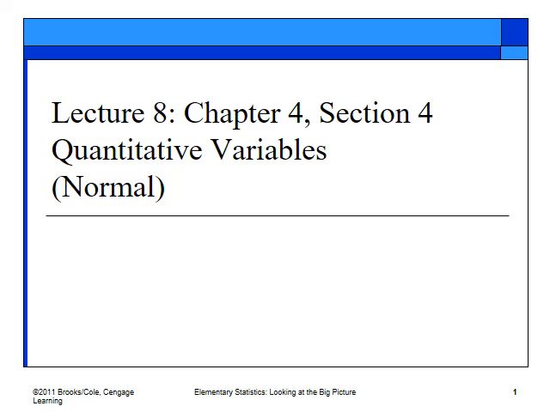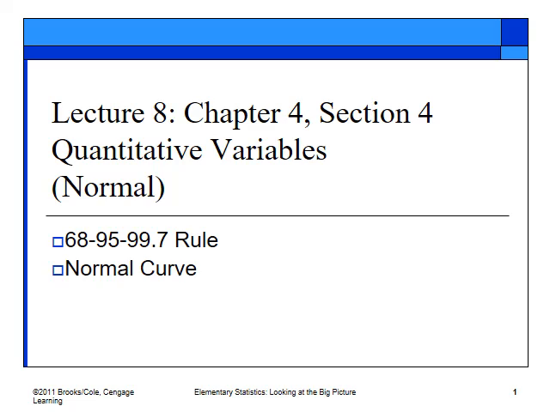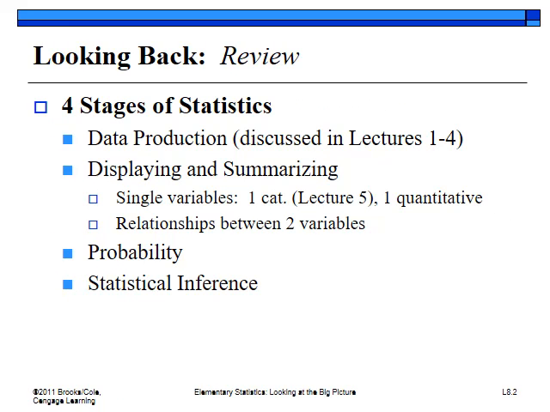In this video, we'll cover Section 4 of Chapter 4 on quantitative variables and the normal distribution. We'll review the 68, 95, 99.7 rule. We'll talk more about the normal curve, and we'll talk about finding standardized z-scores. In the 4 stages of statistics, what we're talking about today will cover displaying and summarizing one quantitative variable.